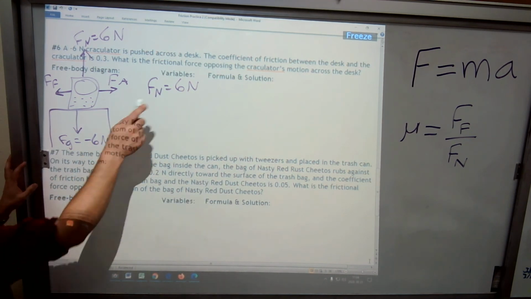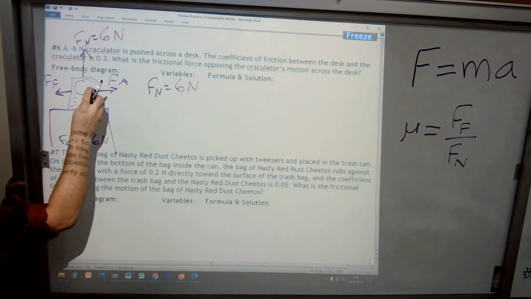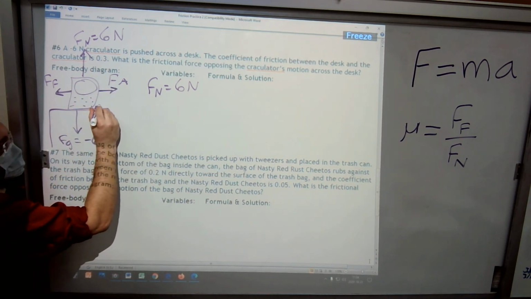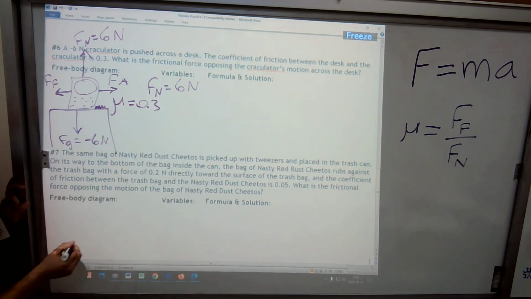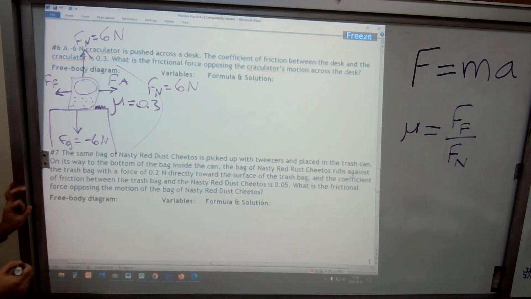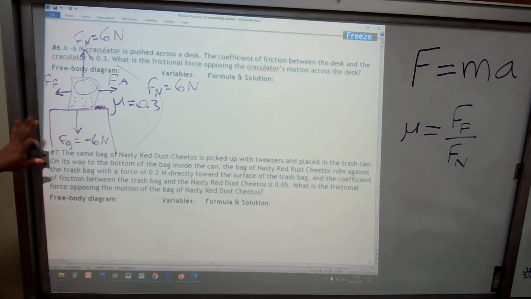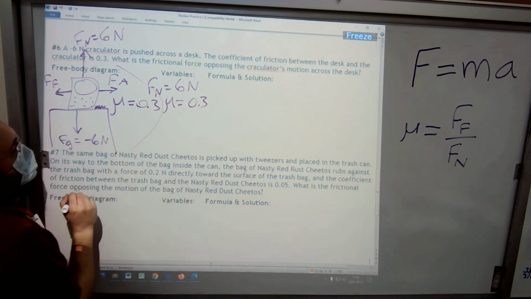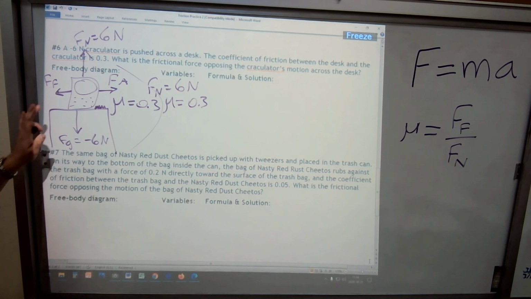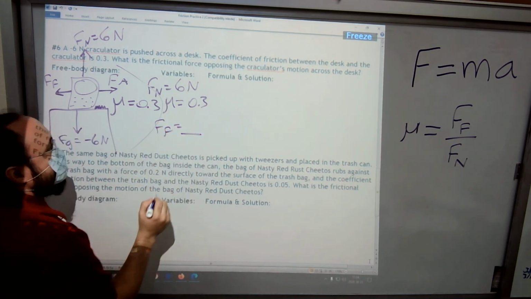Okay, so it told us the coefficient of friction between the desk and the calculator is 0.3. So frictional force is this way. It's trying to be pushed this way. That means that this surface is slightly rough right there. And I like to draw that little rough surface and then put my coefficient of friction in right there so that my picture has everything in it. I've got my normal force and my gravity and my coefficient of friction, and I can see what's going on. And then I can write it over here. And now the question's asking me, what's the frictional force opposing the calculator's motion across the desk? So it's asking me for frictional force.